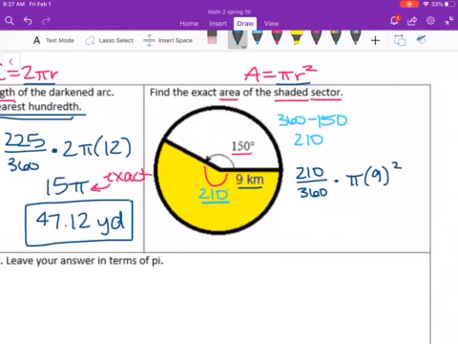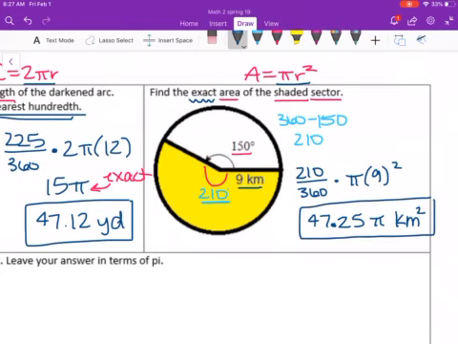Notice how I'm putting the 9 in parentheses. Whenever we substitute things in, we put parentheses around it. And it says exact, so that means you don't put pi in the calculator. Put everything but pi in. So when you do that, 210 over 360 times 9 squared, that gives you 47.25. And since we didn't put pi in our calculator, we write it out. And it's area, so it's kilometers squared.